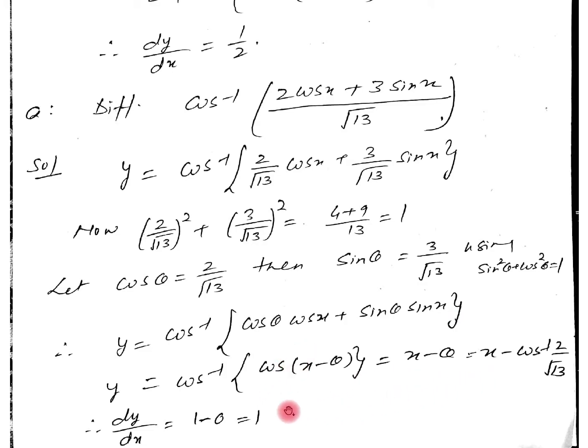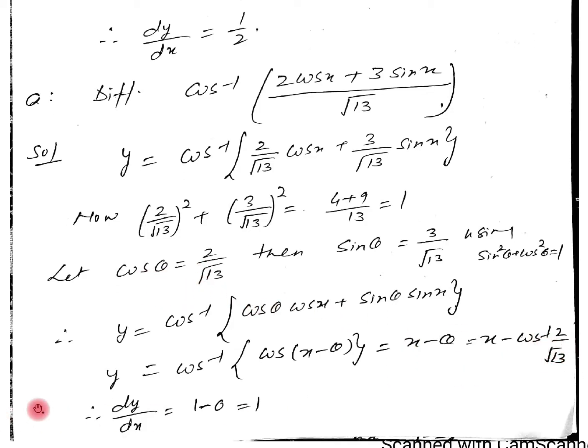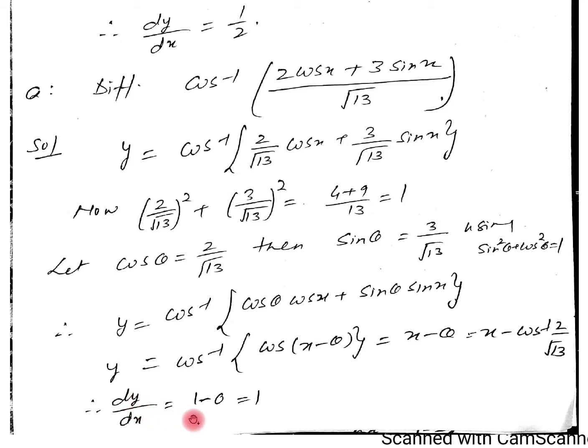Cos A minus B can be written as cos x minus theta. Then again simplifying, y is equal to x minus theta. Resubstituting the value of theta here, y equals x minus cos inverse 2 by under root 30. Now dy by dx: the derivative of x is 1, and the derivative of a constant term is always 0. So therefore dy by dx equals 1 minus 0, equal to 1.